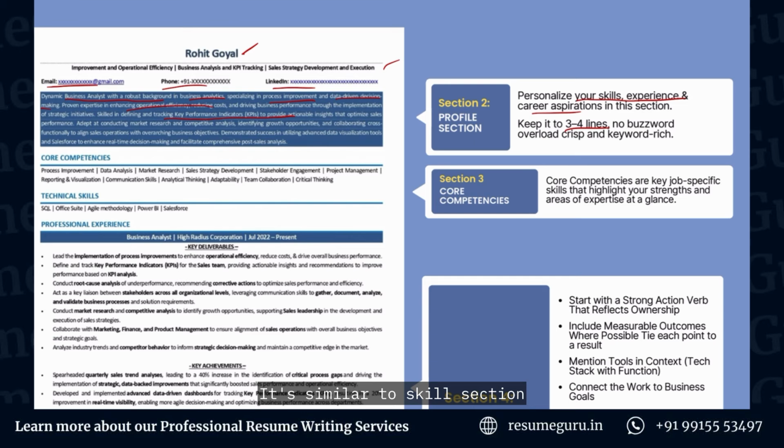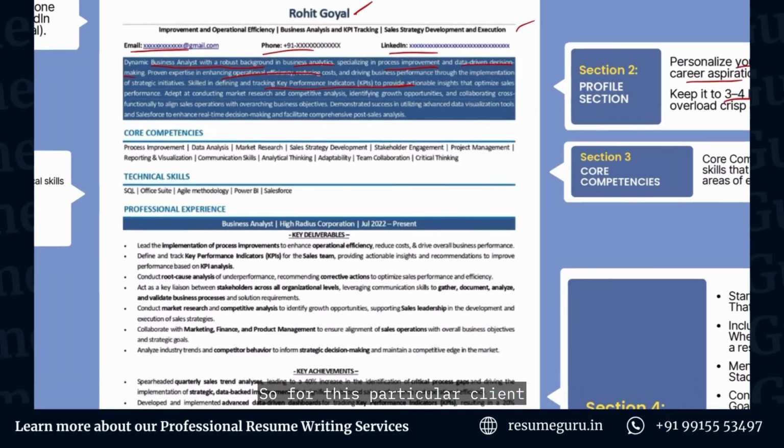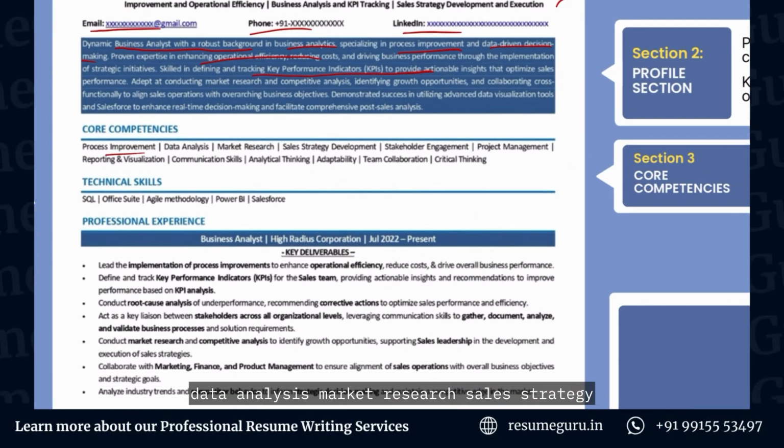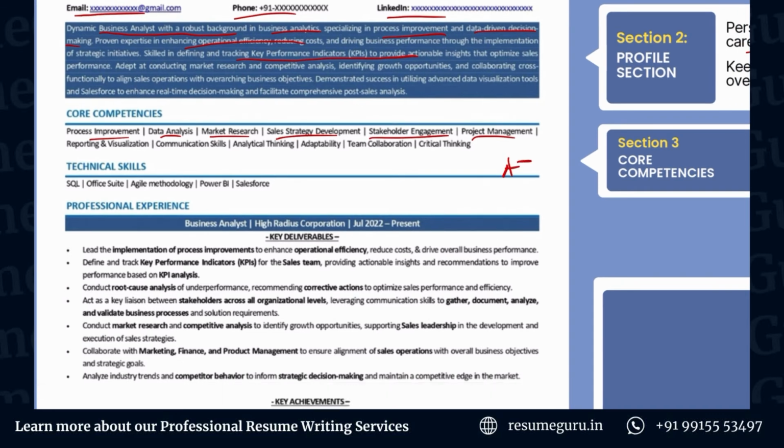It's similar to a skill section. This is where you add all the core competencies that are very job specific, emphasis on the job specific part. So for this particular client, we have added things like process improvement, data analysis, market research, sales strategy development, stakeholder engagement, project management. All of these are very important keywords for a business analyst role. So we have mentioned them here. This is a great way for improving the ATS performance of your resume.